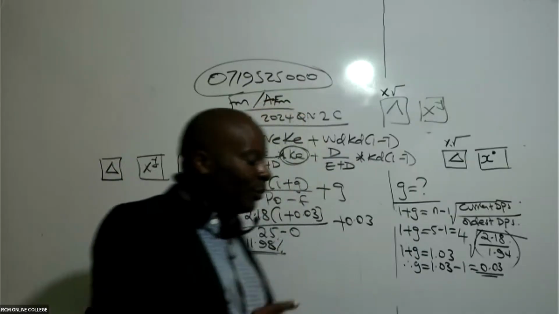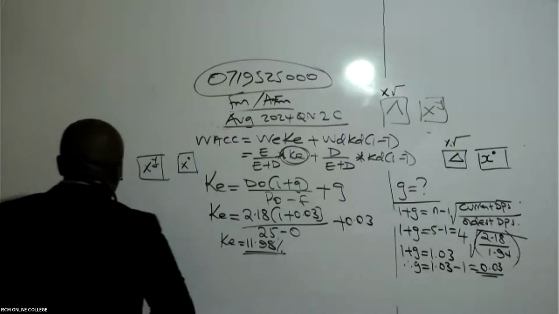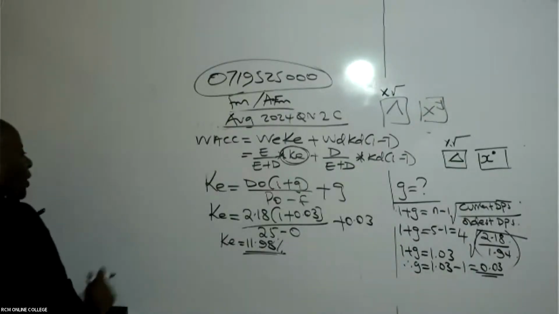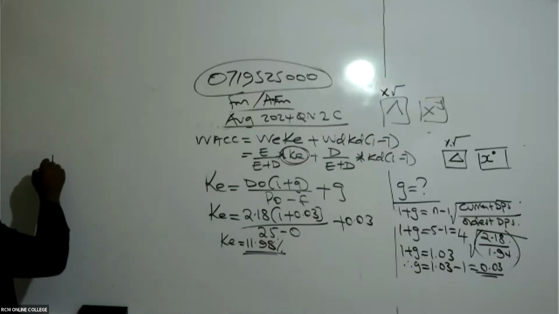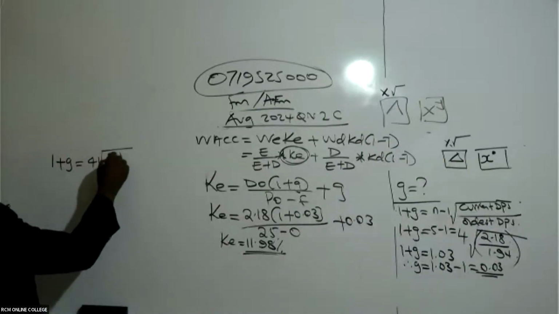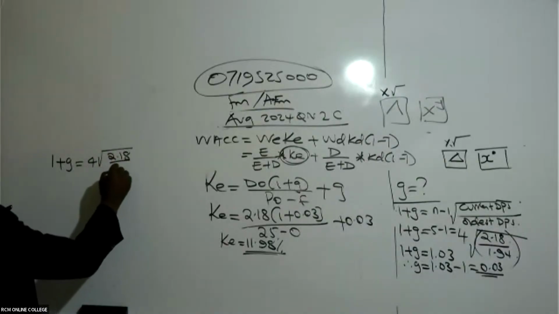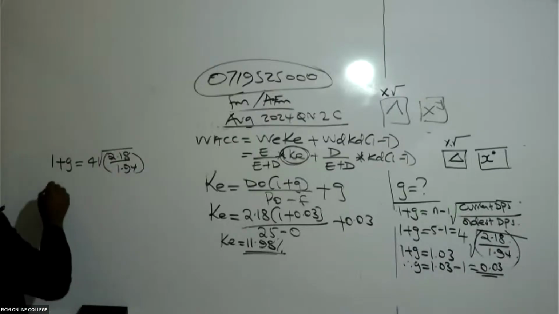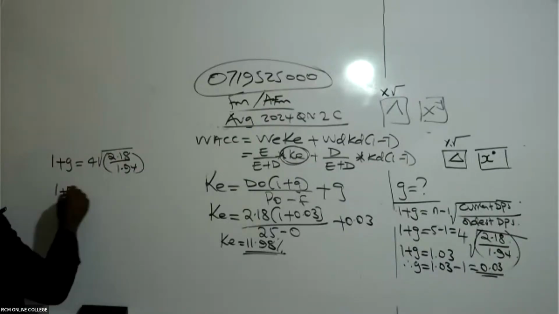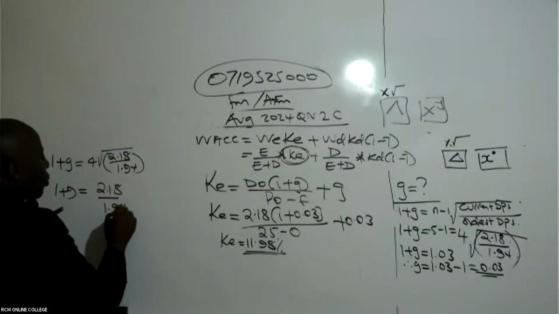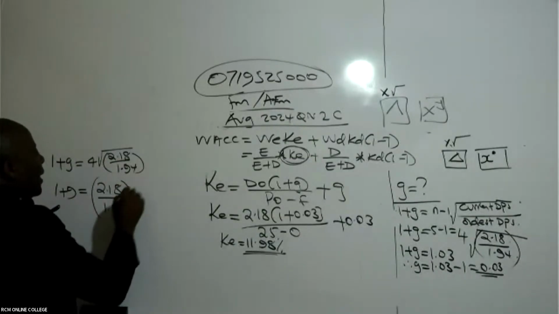Okay, assuming you're not able to see those buttons, then what do we do? This is what we shall do. I can say here, my 1 plus g will be equal to the 4th root of 2.18 over 1.94, with brackets like that. Then I'll write that this 1 plus g will as well be obtained by taking 2.18 over 1.94, and then I say raised to.